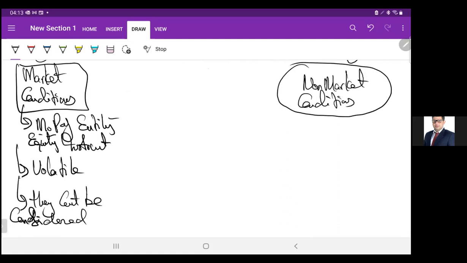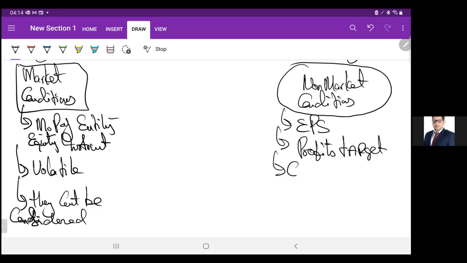Now, non-market conditions are not related to the market price of the equity instruments. Examples are EPS and profit targets, right? The entity has control over them, so they can be considered. We will not consider market conditions, only non-market conditions. Remember it, right?